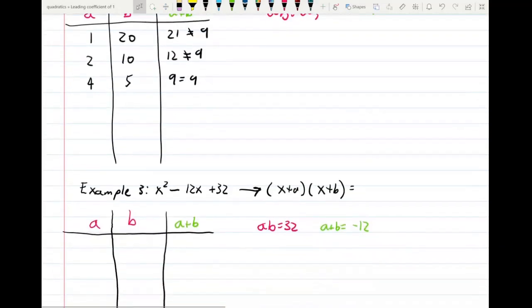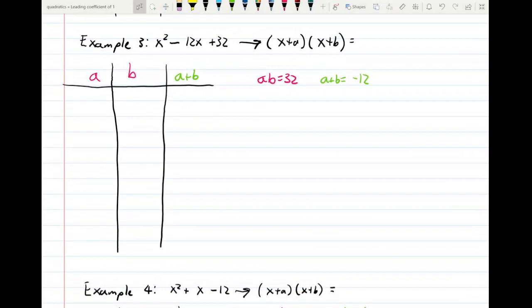All right, let's do a third example. We'll have x squared minus 12x plus 32.